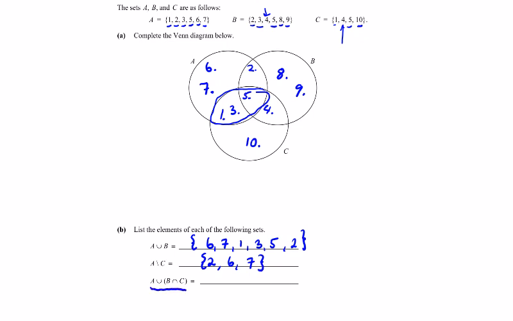And A union B intersection C. So let's do B intersection C first, and then union it with A. There's B intersection C, and then we have that with all of A. So everything that's highlighted would be everything apart from 8, 9, 10. So 1, 2, 3, 4, 5, 6, and 7.